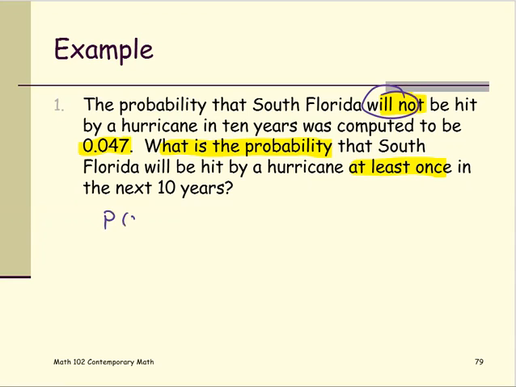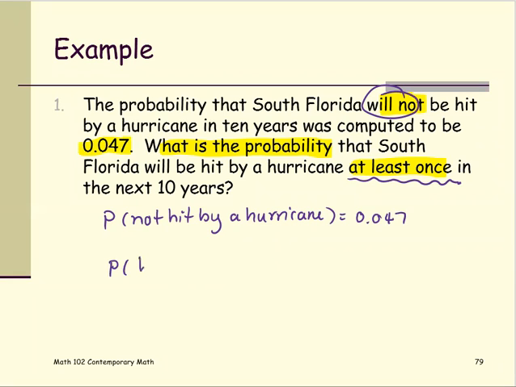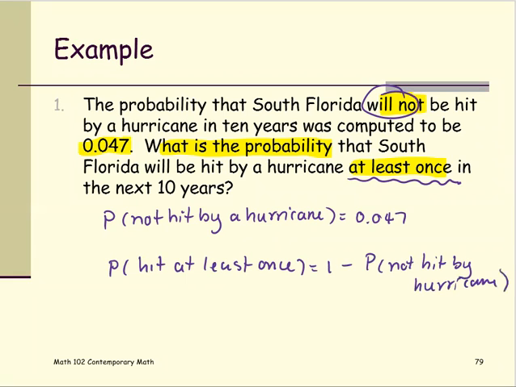That means the P of not hit by a hurricane equals 0.047, and we are going to find the probability of getting hit at least once. So P of hit at least once equals 1 minus the probability of not hit by hurricane, or 1 minus 0.047. Simplify the numbers to be 0.953, or we can say this is about 95.3% chance that South Florida will be hit by a hurricane at least once in the next 10 years.